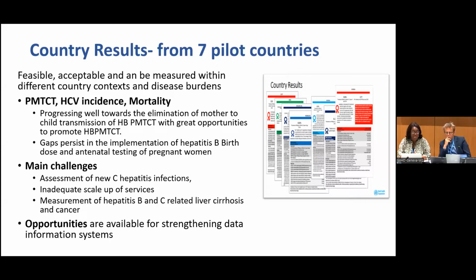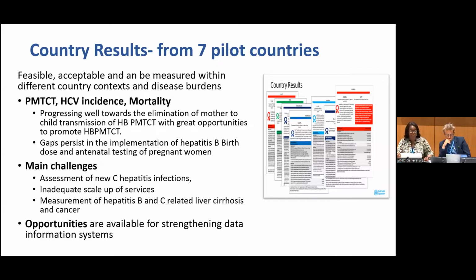We looked at hepatitis B PMTCT, which is progressing very well towards elimination of mother-to-child transmission with great opportunities. But we note that gaps persist in implementing hepatitis B birth dose and antenatal testing of pregnant women. Some of the main challenges we found were in the assessment of new hepatitis infections and the need for scaling up hepatitis B and C services and measuring liver-related outcomes. Of course, we found a lot of opportunities for strengthening the data and information system.